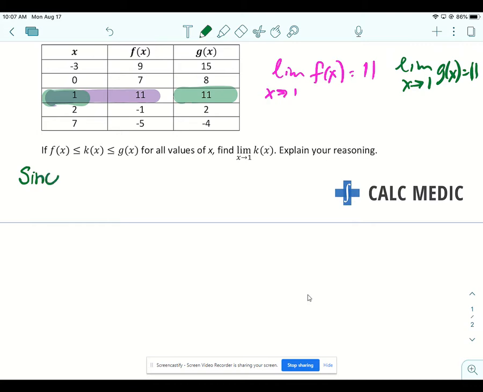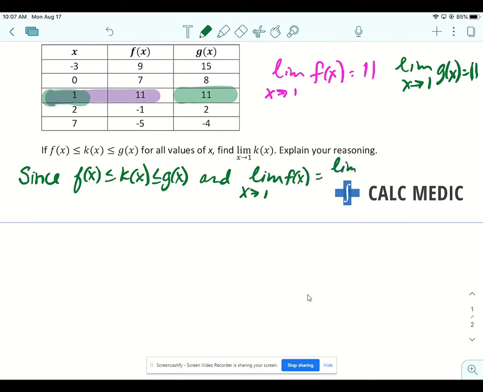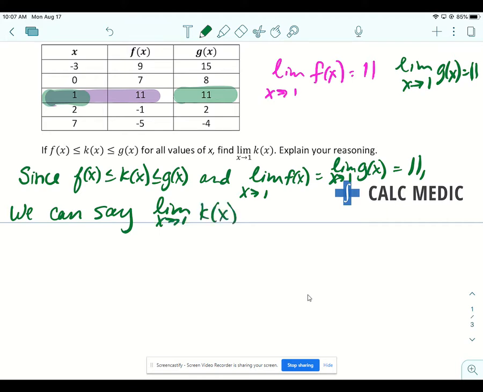So since f of x is less than or equal to k of x, which is less than or equal to g of x, and the limit as x approaches 1 of f of x equals the limit as x approaches 1 of g of x, and they both equal 11, we can say the limit as x approaches 1 of k of x is also 11. All right, so that's the squeeze theorem.